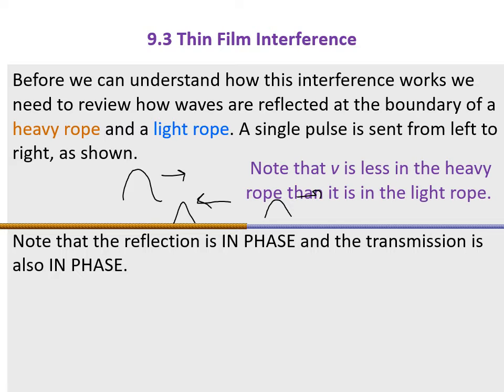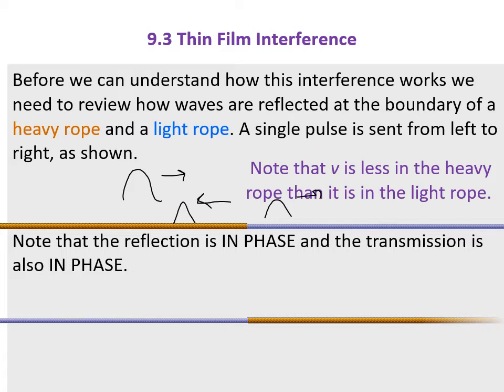The speed is less in the heavy rope than it is in the light rope. This is a metaphor for what happens with light. Light has the highest speed when there's no medium, when you're in a vacuum, and the speed of light decreases as you put particles in the way of the light. It's the opposite of sound.